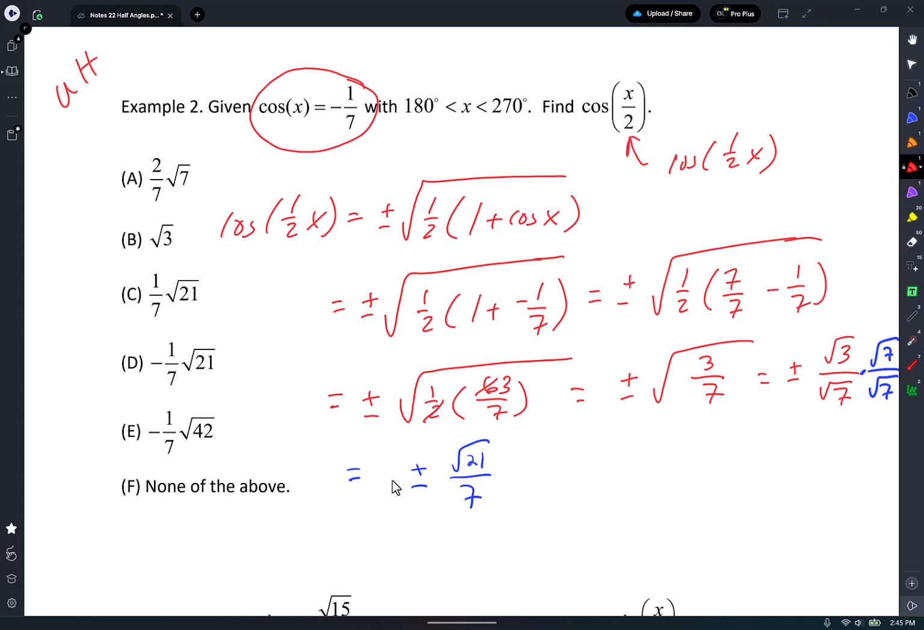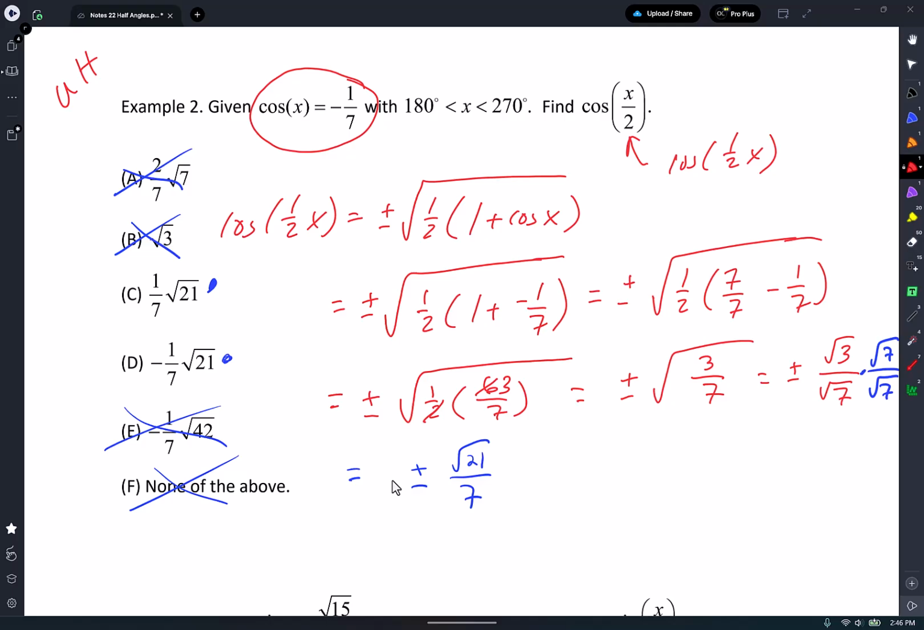All right. The ones I'm going to delete are the ones that do not have square root of 21 over 7. Letter A, can I delete it? Yes. Letter B, can I delete it? Yes. What about letter C? No. Put a little dot. Maybe it's that one. What about letter D? No. Put a little dot. Maybe it's that one. Letter E. And then letter F, kick it out because it's either positive or negative. So it's either C or D. So there it is, 50-50 chance.